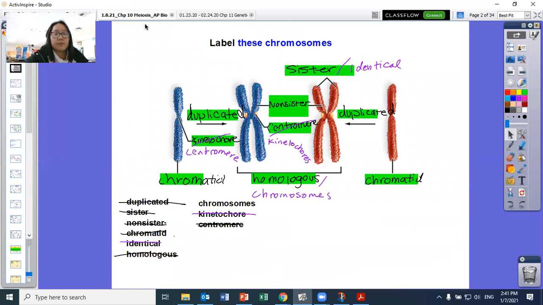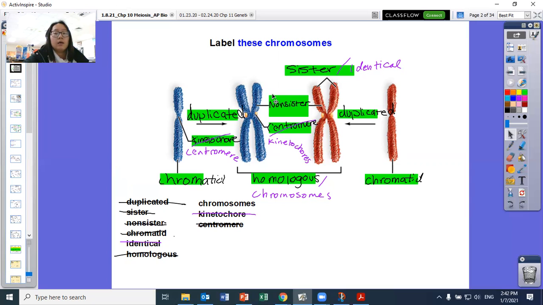So if you look here, it says label these chromosomes, and they're already labeled. So when you look here, this is a homologous pair of chromosomes, and the blue generally represents, even though it's gender stereotyping, a male chromosome or a chromosome that came from the dad. And then the red will be used to represent a chromosome that came from the mom. And as you can see down here, these two together are a homologous pair of chromosomes.